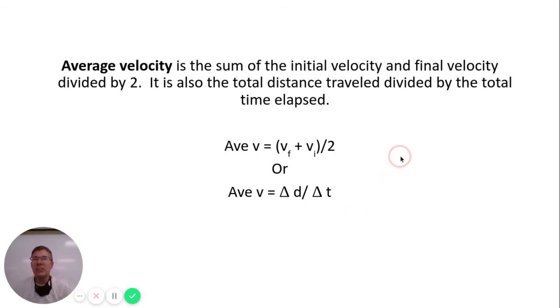Average velocity is the sum of the initial velocity and the final velocity divided by 2. So if we had an object we're dropping, it starts at 0 and goes to 10, the average velocity would be 5. So there are 2 different average velocities: the one where it's a trip, and the other where there's an acceleration or a deceleration. So final plus initial over 2.